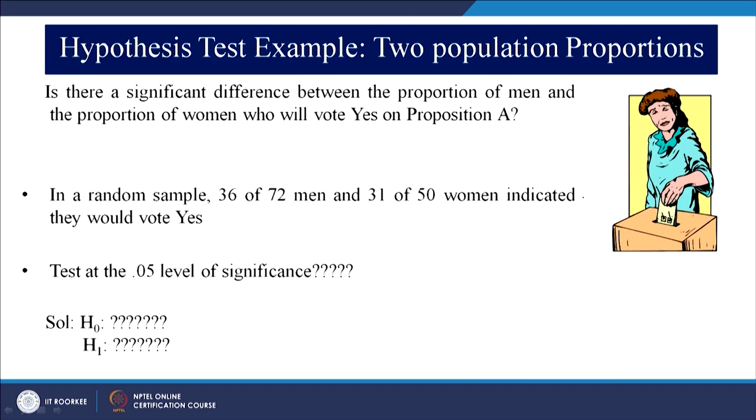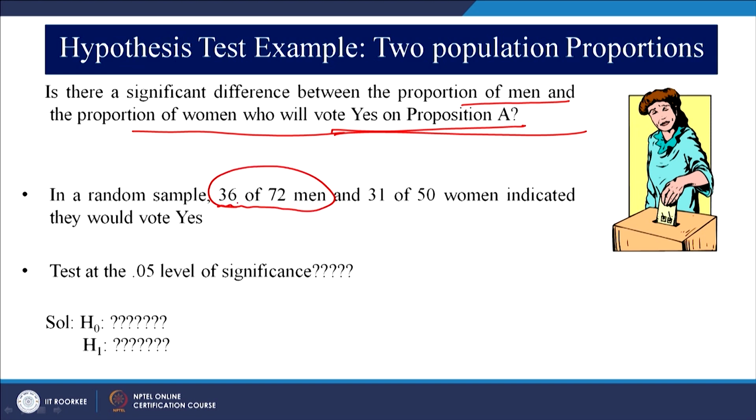So, let us look at an example. Is there a significant difference between proportion of men and proportion of women who will vote yes on proposition A? In a random sample, 36 of 72 men and 31 of 50 women indicated that they would vote yes on proposition A. So, we have to test, is there any significant difference between these two proportions.